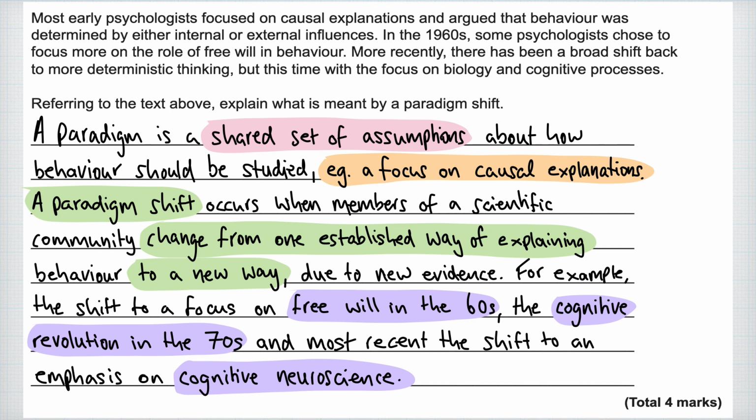The 4 colours denote the 4 marks that you would get. Start by explaining what a paradigm is, and then move on to a paradigm shift, and make sure you apply as often as you can. Examiners were specifically looking out for words like scientific revolution or that kind of thing, which I used in my purple section because I referred to a cognitive revolution in the 70s. Okay?